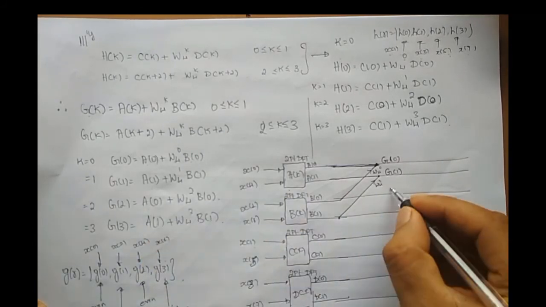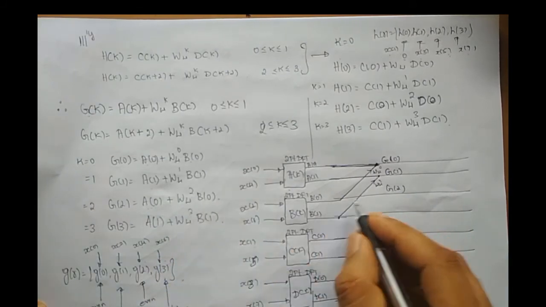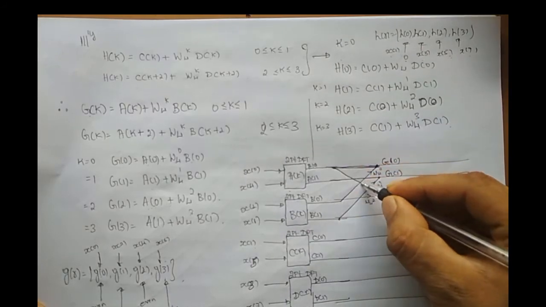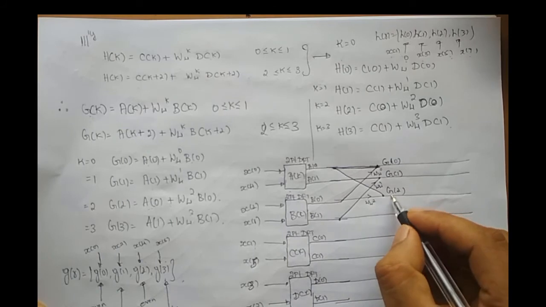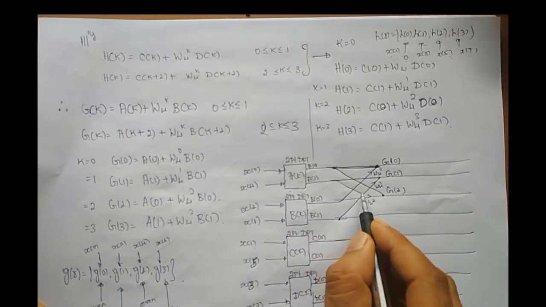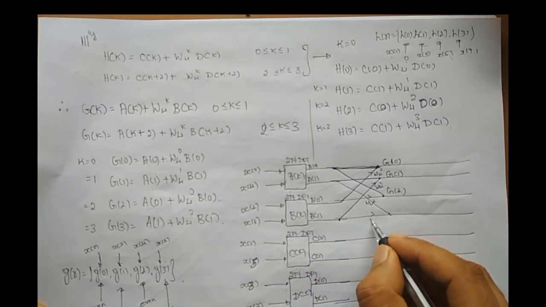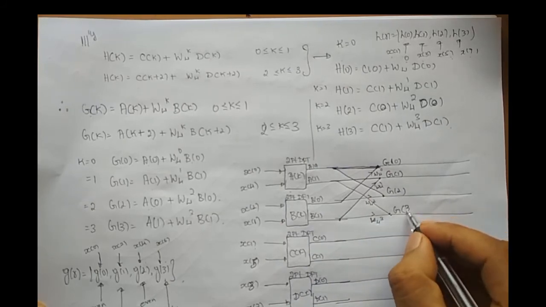Similarly, what is g of 2? So this is my g of 2. I have a of 0 here, and that is added with what? B of 0 times W4 power 2. So b of 0 I have to scale by W4 power 2, and this has to be added with a of 0, right? This will give me g of 2. Similarly, g of 3 is what? A of 1 I have to take here, and this is added with b of 1 scaled by W4 power 3, which will give me g of 3.